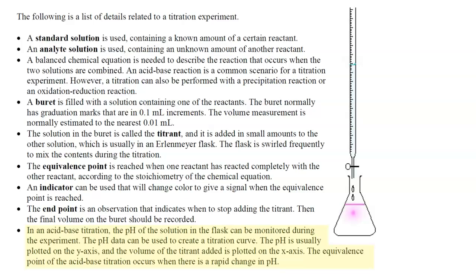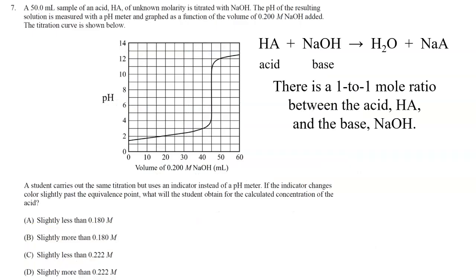Now let's take a look at the titration curve for the diagram that was given in question 7. And you can see that there's a rapid change in pH that occurs after 45 milliliters of the titrant has been added. So that number, 45 milliliters, is going to be used in our calculation to determine the concentration of the acid solution. Remember that molarity is moles per liter, so let's first convert milliliters into liters. So for every 1 liter, there's 1,000 milliliters.